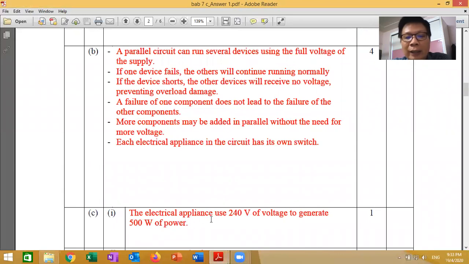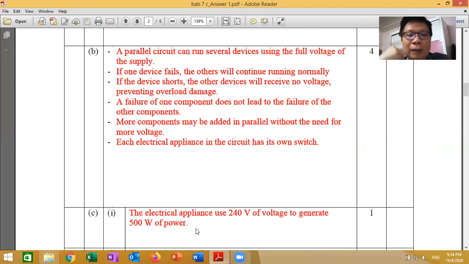The electrical appliance uses 240 volts of voltage to generate 500 watts of power. This is the answer. The electrical appliance needs 240 volts to produce 500 watts of power. So to get 500 watts of power, you must supply 240 volts. That is one meaning. Another answer you can write like this.